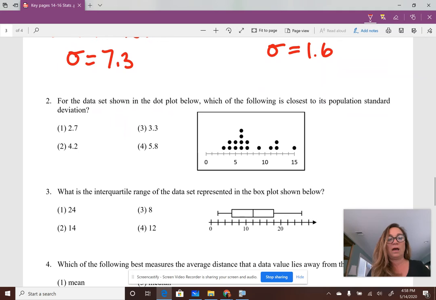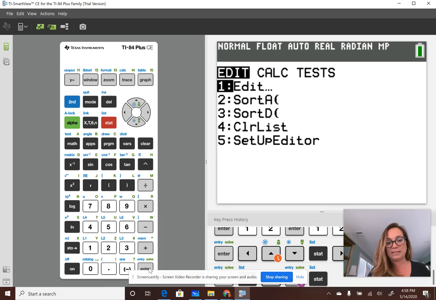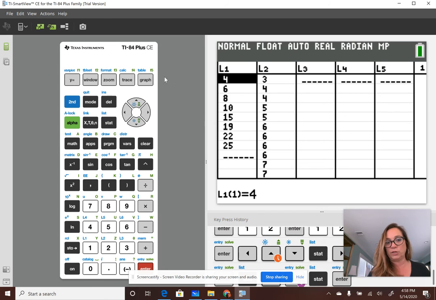Okay. All right. For the data set shown below in the dot plot, which of the following is closest to the population standard deviation? So now each dot represents one data point. So from 0 to 5, each one's worth 1. So that right there would be a 3. And then there would be 2 4s. And so on. So I took the data points and I put them in the calculator, and I put them under my second list. I put it in L2.